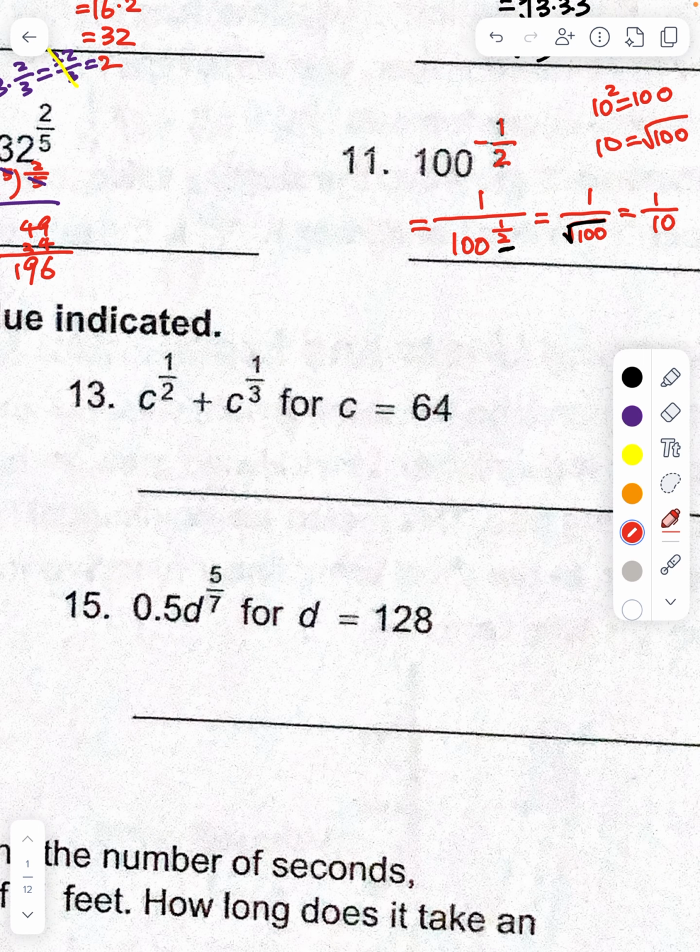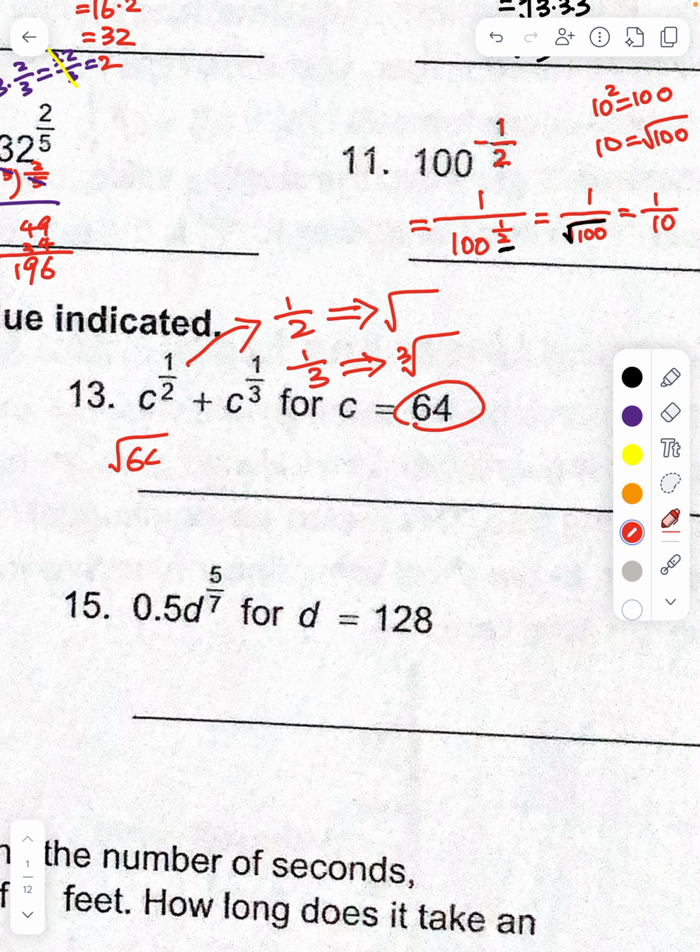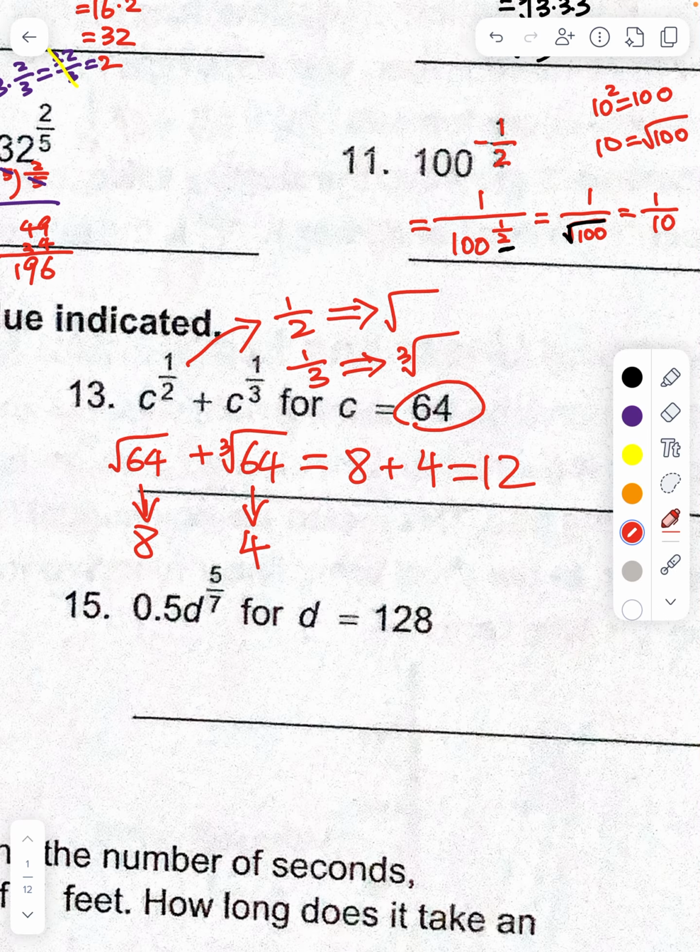C equal to 64. So we know the power 1/2 is just square root. And we know the power of 1/3 is just cube root, right? So this equal to square root 64 plus cube root 64. Square root of 64 is just 8. Cube root of 64, that's 4. So this equal to 8. This equal to 4. So the final answer is 12.